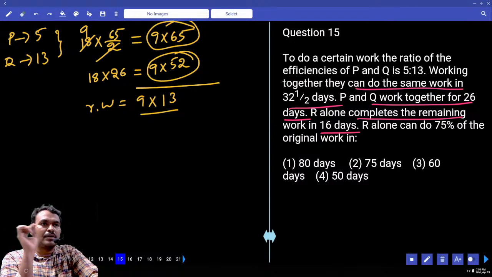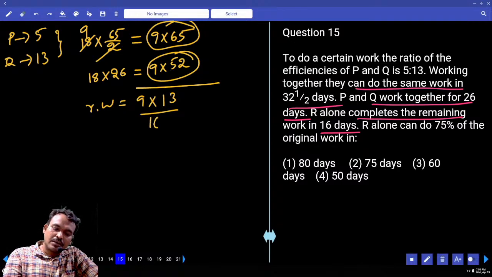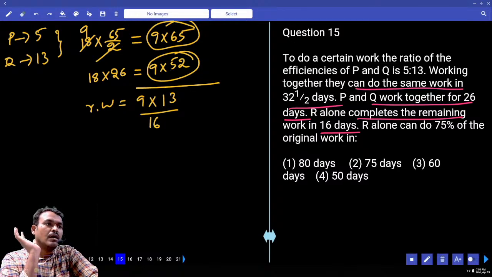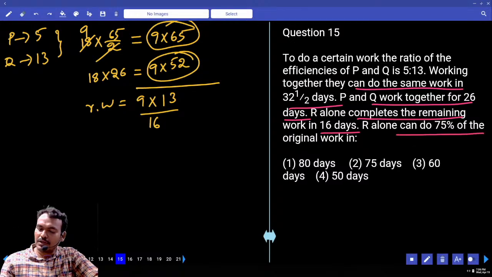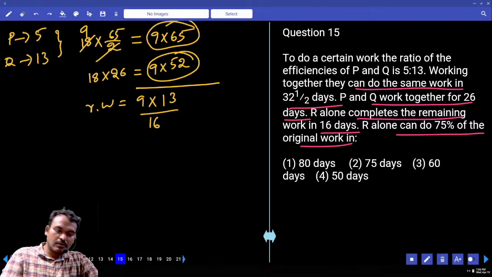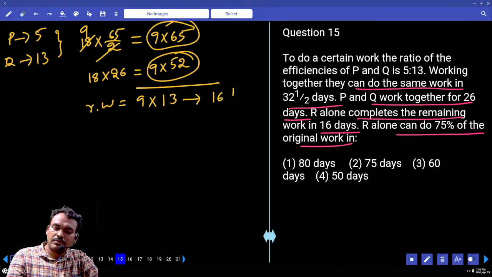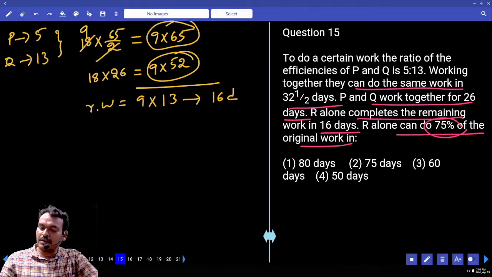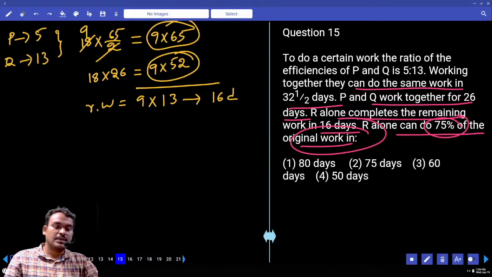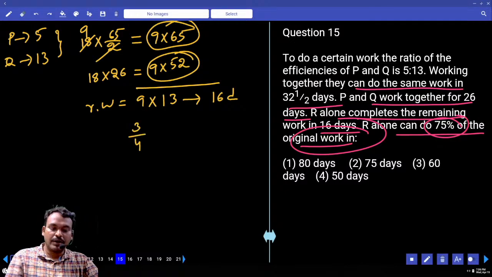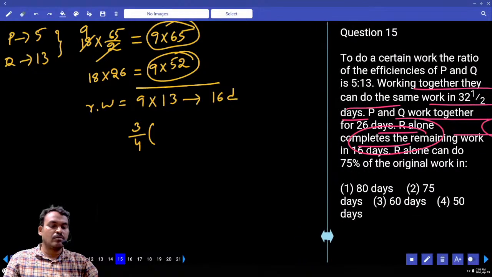9 into 13 is the remaining work, but it is completed in how many days? 16 days. Divide by 16, we get the efficiency or time? Efficiency. Efficiency of which one? R. But R alone can do 75% of the original work or total work? Original work. R, just a minute. 9 into 13, how much time is taken? 16 days. But we required 75% of the original work. 75% means what is the fraction? 3 by 4. 3 by 4th of what is the total work?